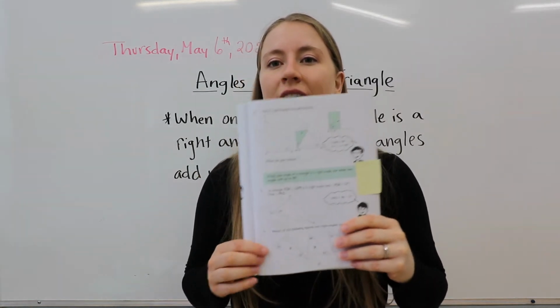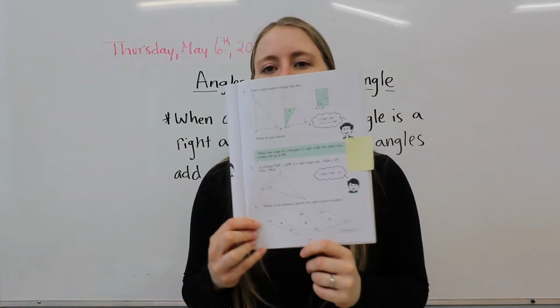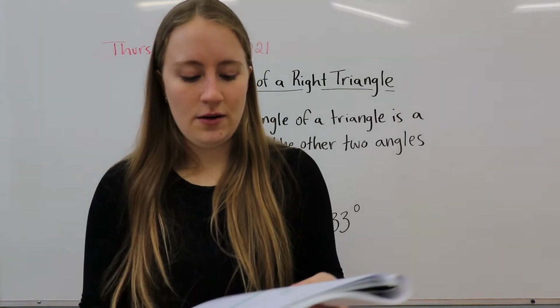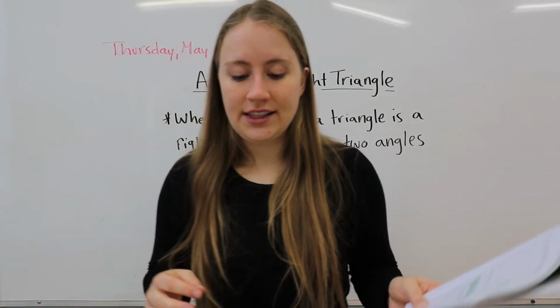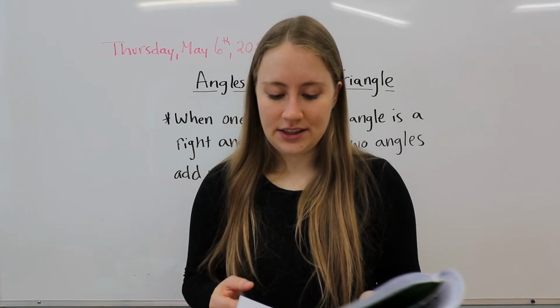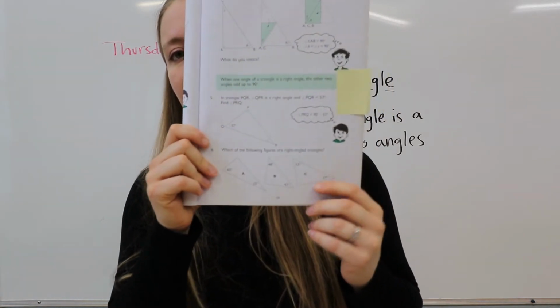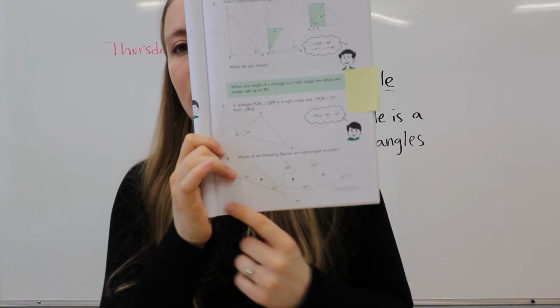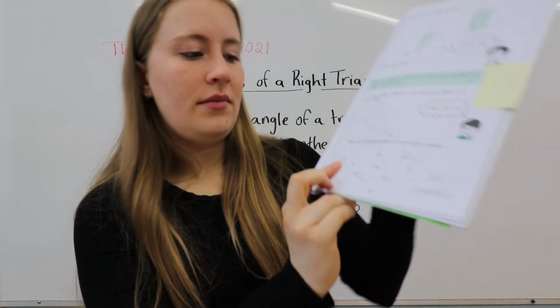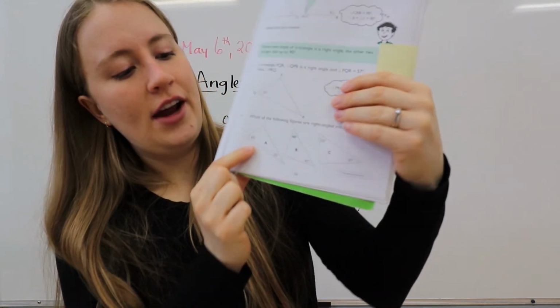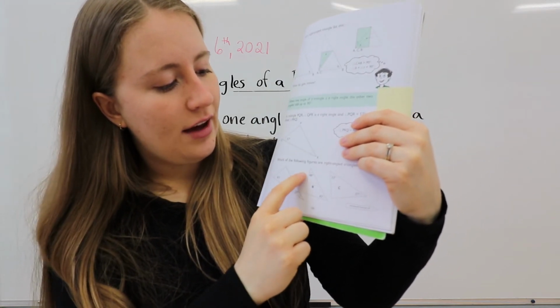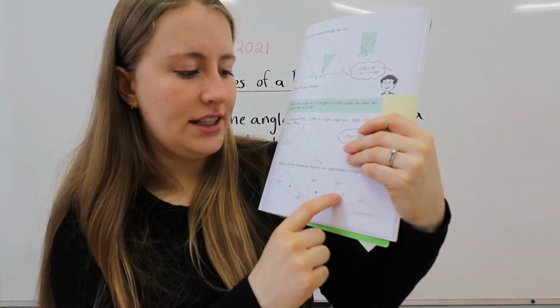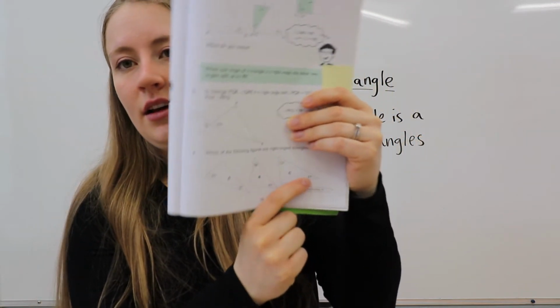Okay, so now let's look at number 6, because number 6 is asking us something different. So it asks us which of the following figures are right angle triangles. So for each of the triangles, they've given us 2 degree values. For A, we get 65 degrees and 25 degrees. For B, we get 48 and 43. And for C, we get 53 and 37.